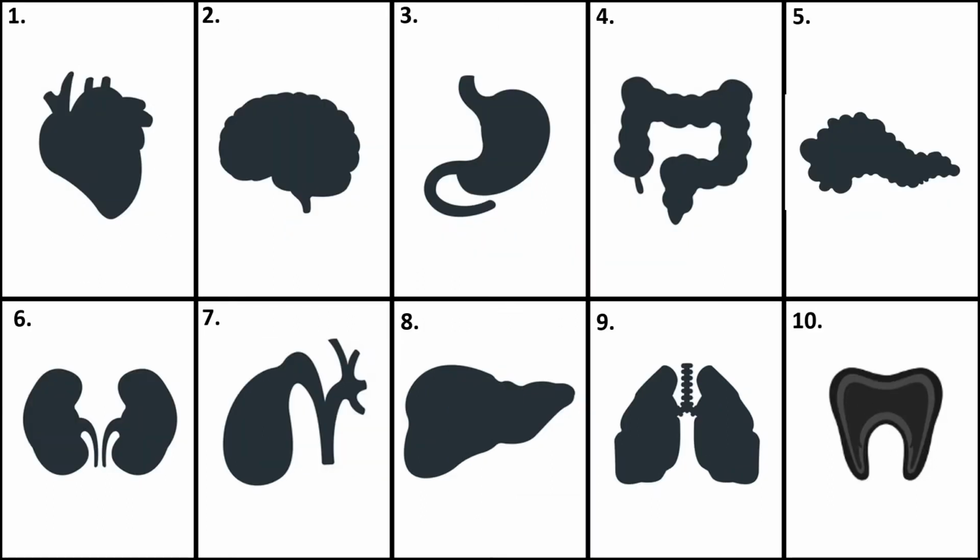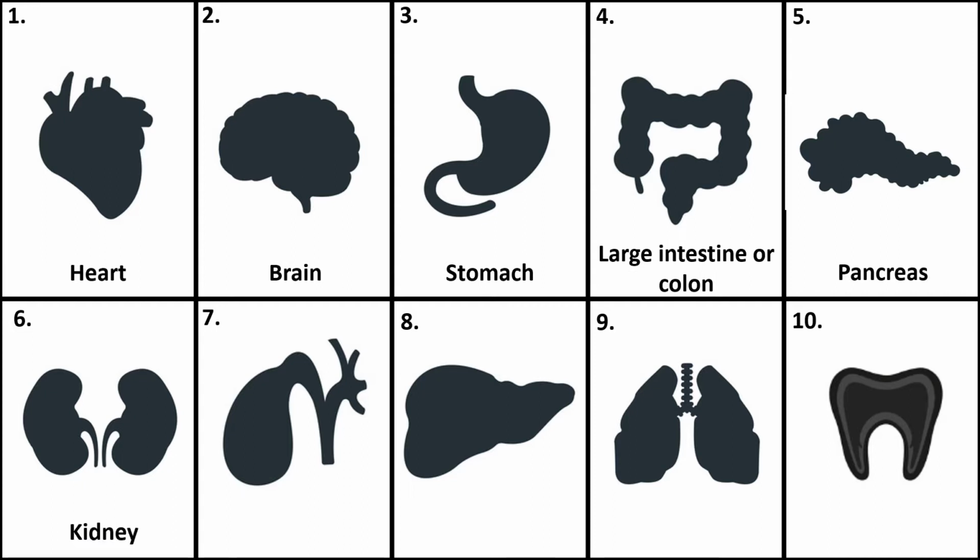So number 1 is the heart, number 2 is the brain, number 3 is the stomach, 4 is the large intestine, 5 is the pancreas, 6 is the kidney, 7 is the gallbladder, 8 is the liver, 9 is the lungs, and 10 is the tooth, or a tooth.